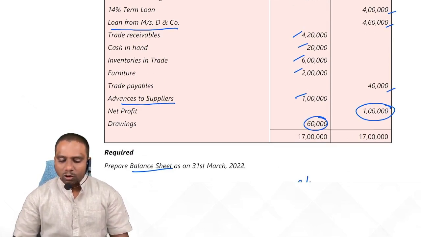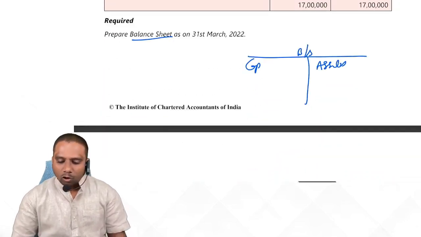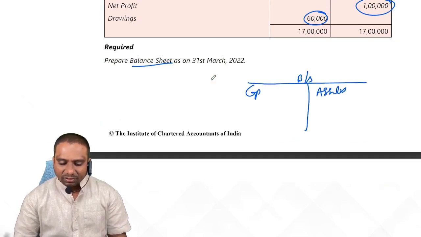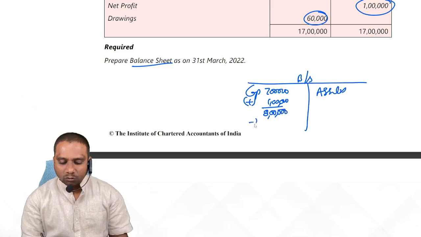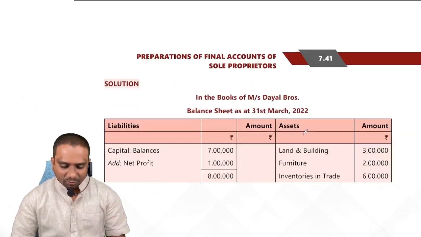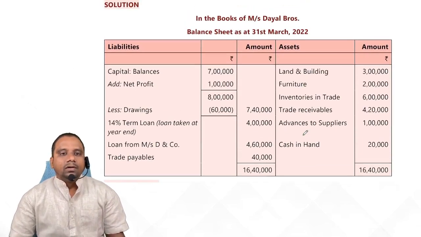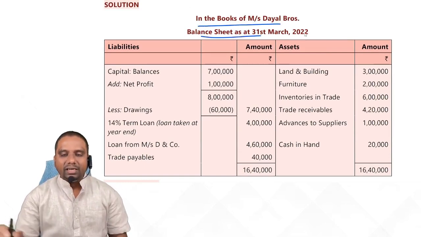Now drawings. How do we present this? Look at, students. In the balance sheet, how much is the capital we have here? Capital is 7 lakhs. To this add net profit 1 lakh. Then the total closing capital is 8 lakhs. Out of this, deduct drawings 1000, and 7 lakh 40,000 is the closing capital. This is an important aspect in the balance sheet. Clear, students? So while preparing the balance sheet, don't forget to write a neat heading.